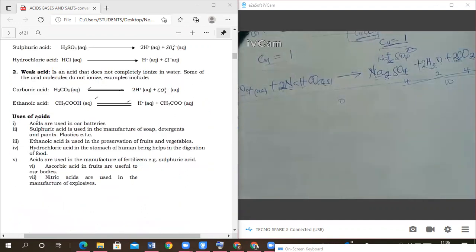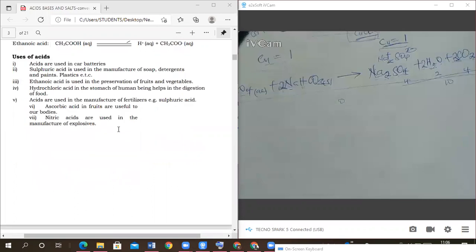Acids have many uses. They are used in car batteries. Also, some are used in ripening of fruits. If you want to make soap, some are used there. So they are as many as this. This one I will not do, you will read. Okay? Is it fine?